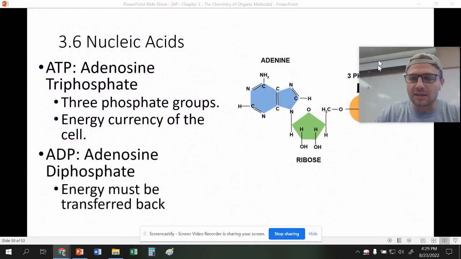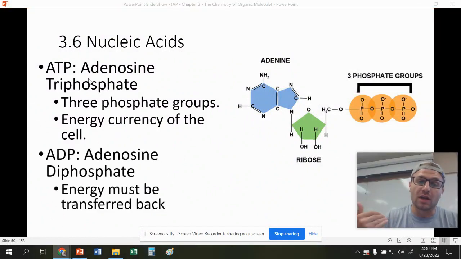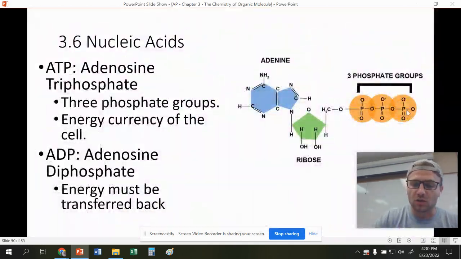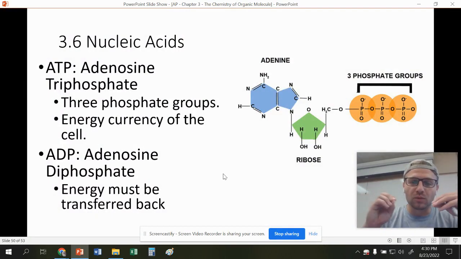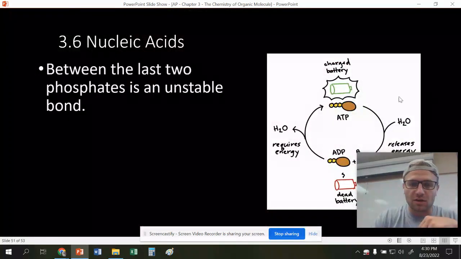So ATP is a molecule called adenosine triphosphate. This is where you're going to have 3 phosphate groups attached, not just one. There's going to be 3. And this is like our energy currency of the cell. This is like our energized battery that our body is going to use to transfer energy. ADP is going to be adenosine diphosphate. That's going to be a molecule with only 2 of these phosphate groups. The energy that is held within that ATP molecule is going to be between the 2nd and 3rd phosphate group.